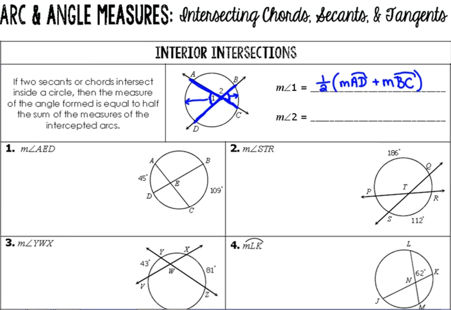For angle 2, let's look at that one. That angle intercepts AB, and the vertical of it intercepts CD. So the measure of angle 2 is 1/2 of the measure of AB plus the measure of arc CD. We do get to use vertical angles here, so that may come into play somewhere along the line.